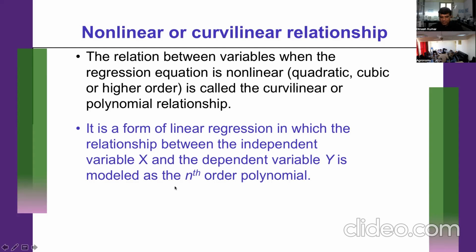So in the last case, the equation was y is equal to a plus bx. But in this case, it is y is equal to a plus bx plus cx square. So it is a form of linear regression in which the relationship between the independent variable x and the dependent variable y is modeled as an nth order polynomial.